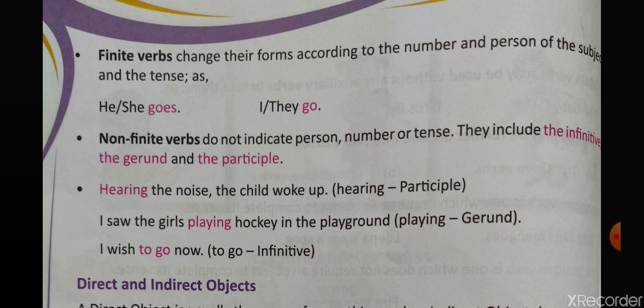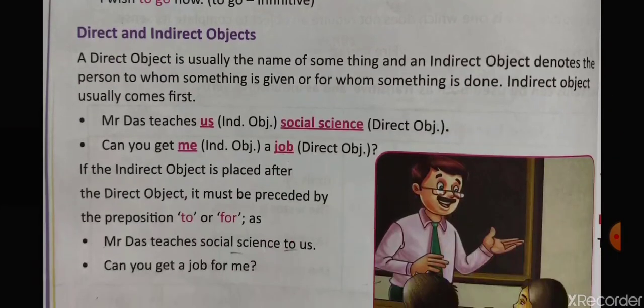Next are the non-finite verbs. They do not indicate person, number or tense. They include the infinitive, the gerund and the participle. Hearing the noise, the child woke up. Here, hearing is a participle. I saw the girls playing hockey in the playground. Playing is a gerund. And I wish to go now. To go is an infinitive.